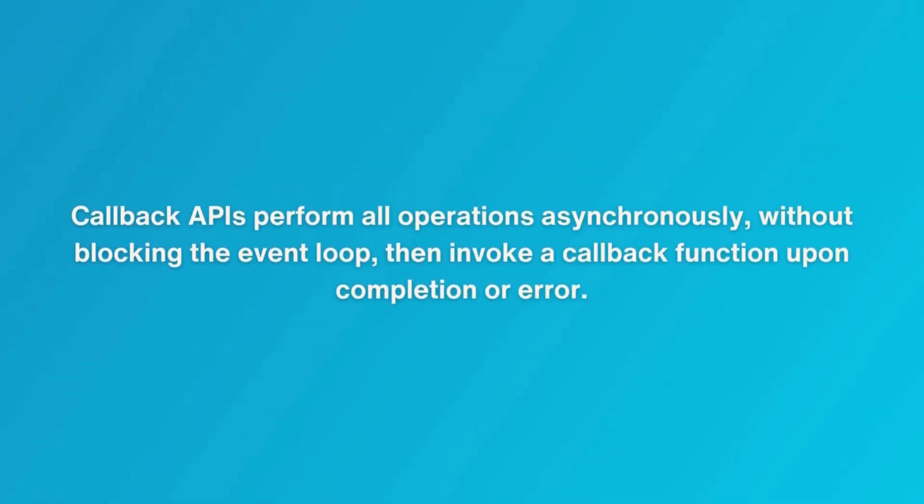Moving on to the callback APIs, these APIs perform all operations asynchronously without blocking the event loop, and invoke a callback function upon completion or error. That means asynchronous operations can be performed using the single thread because it's non-blocking. So remember the example of the restaurant that I gave you? A waiter can take the order and give it to the kitchen, then take the order from another table and go back to the kitchen again. In this way, we can serve as many clients as possible.